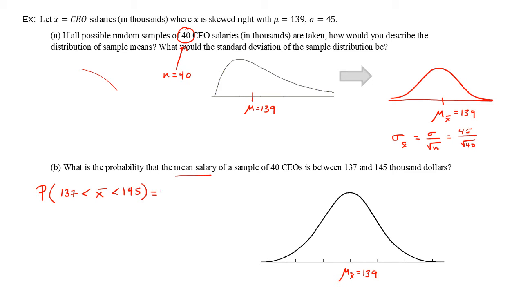And so we can use here normal CDF, with the lower at 137, the upper at 145, the mean was 139, and the standard deviation, which was 45 over the square root of 40. So we can just put it all into our normal CDF formula there, right? So in this case, I think we can imagine here we're finding the area of this region between 137 on this side and 145 on this side.